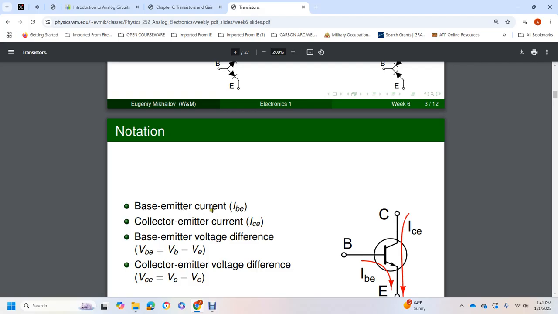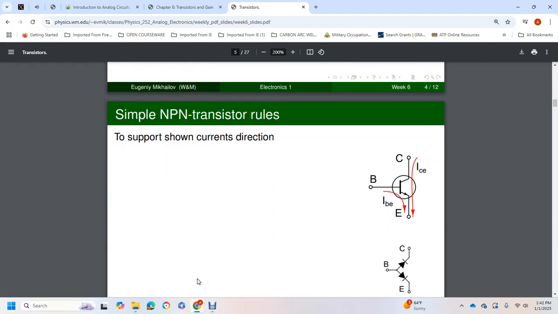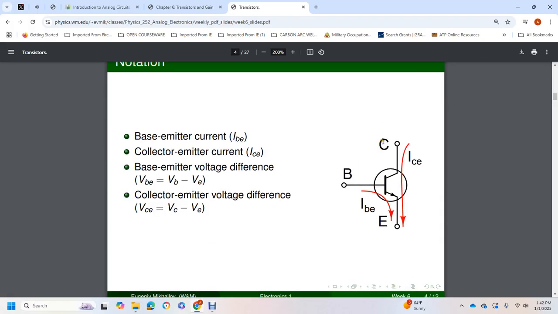Notation: base emitter current, or IBE. Collector emitter current, ICE. Base emitter voltage difference: voltage base emitter equals voltage base minus voltage emitter. Collector emitter voltage: voltage collector emitter equals voltage collector minus voltage emitter. And then over here it shows the collector, base, and emitter, amps and base emitter current, amps and current to emitter.